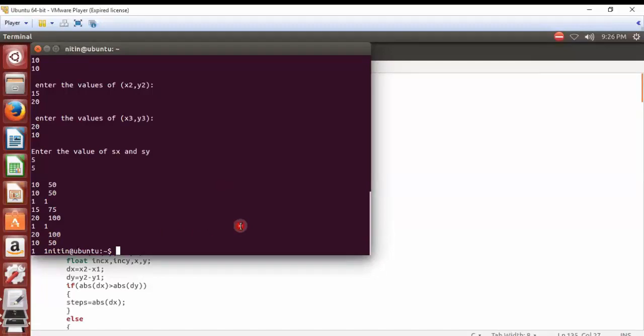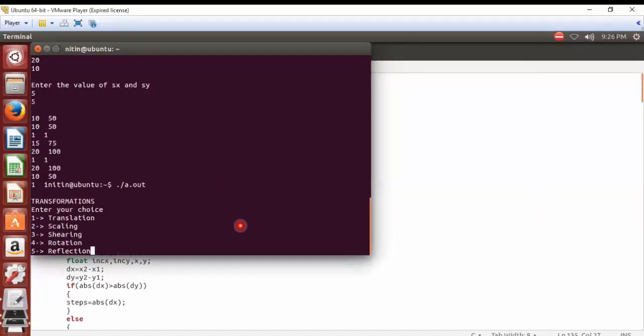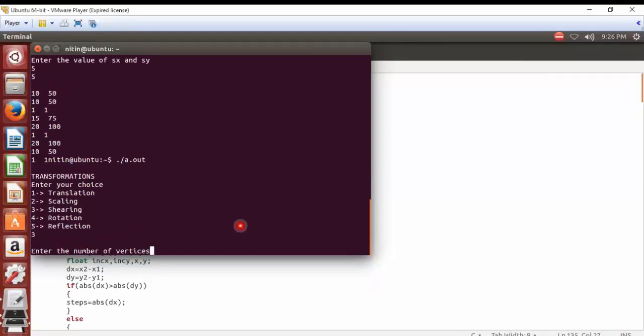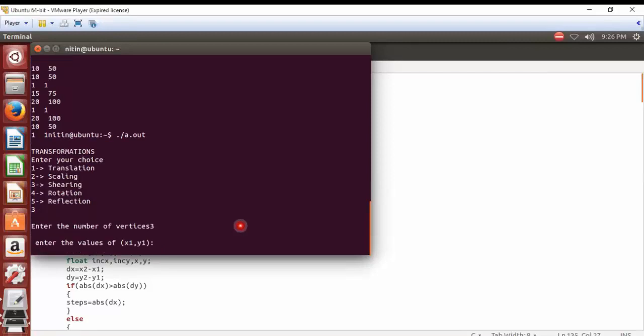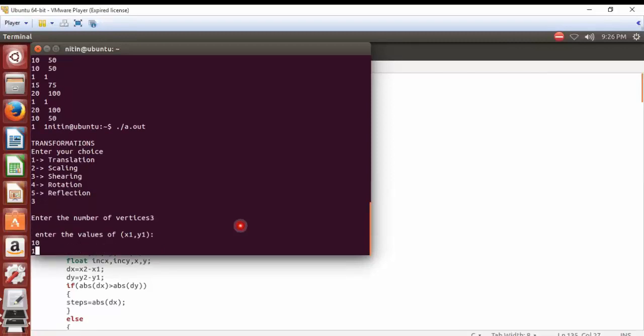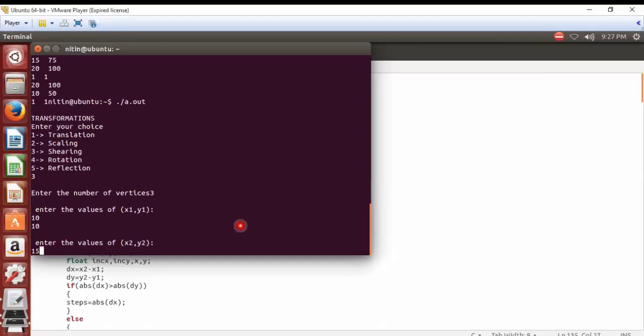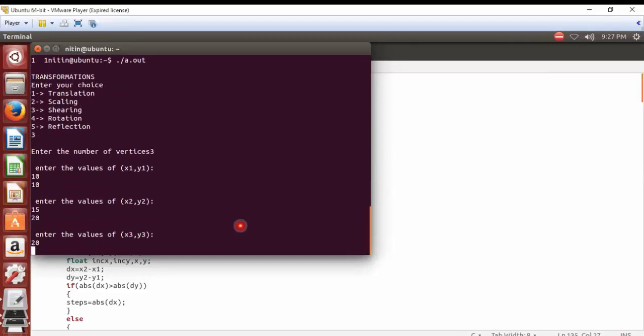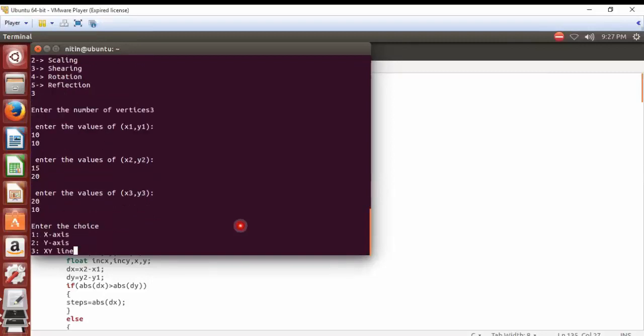Let's see the next transformation, that is shearing, by entering your choice as 3. Again, take the same input. Put 3 vertices as triangle. First point as 10, 10. Second point 15, 20. Third point 20, 10. So here we are having again this option.